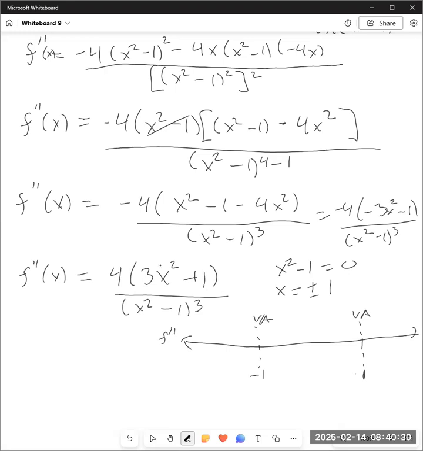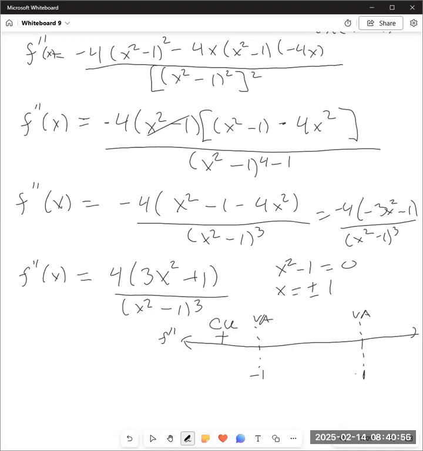And I'm looking at f double prime here. So from negative infinity to negative 1, let's look at a number like negative 2. The top is always going to be positive. If I have a number less than negative 1, like negative 2, that would give me 4 minus 1 is a positive 3, and a positive 3 cubed is positive. A positive divided by a positive is a positive, and this interval will be concave up.